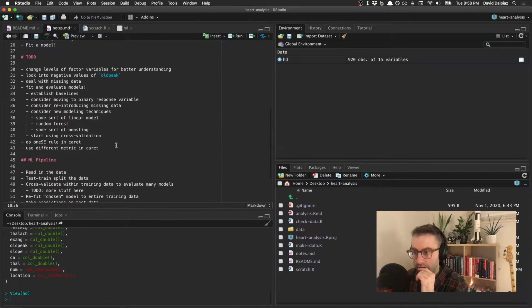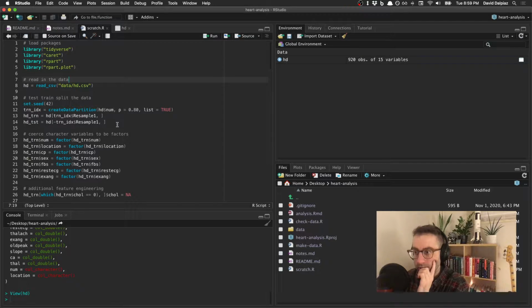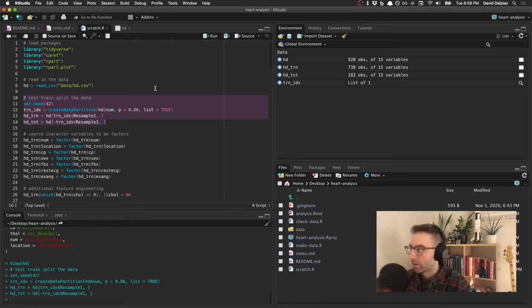Okay, let's go back here. I'm going to save this. The very first thing we did was a test-train split of the data. So here is our training data and here is our testing data. Then we changed a lot of things to be factors. For example, the heart disease, those were categories. The locations, obviously categories, whether or not you have chest pain, category, and so on and so forth.